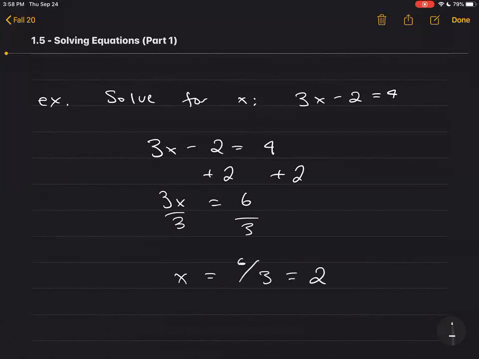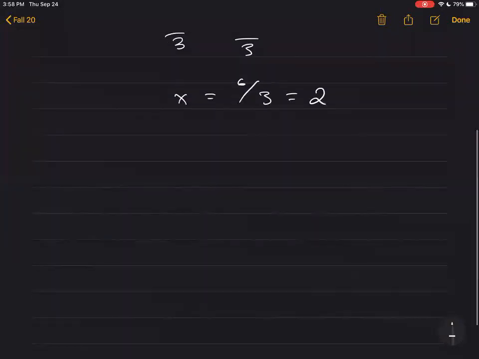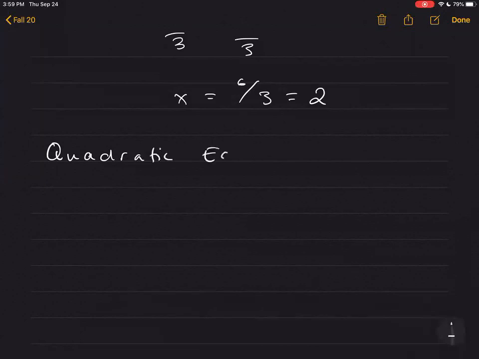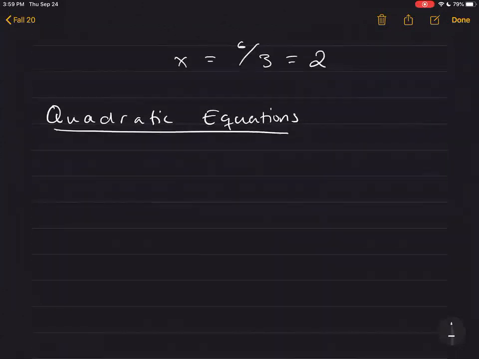So when we're solving equations, they can be really simple like this, or they could be more complicated, and that's what we're going to be going over. The first type that we're going to be worrying about is quadratic equations. We've actually been working towards this skill for a while now. We can solve quadratic equations with the factoring methods that we've been practicing.